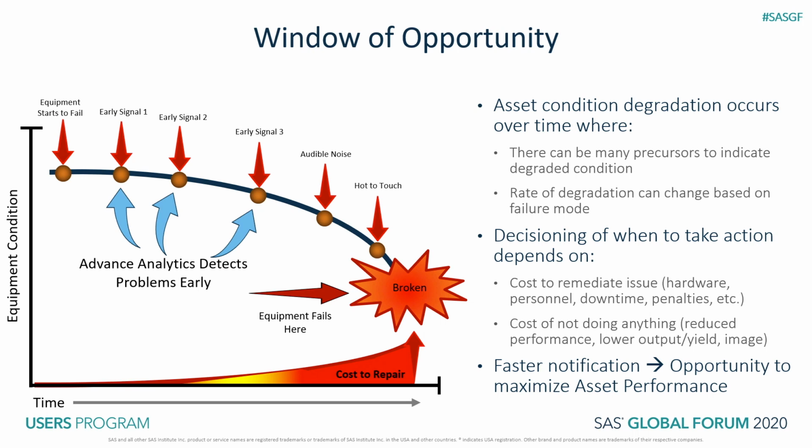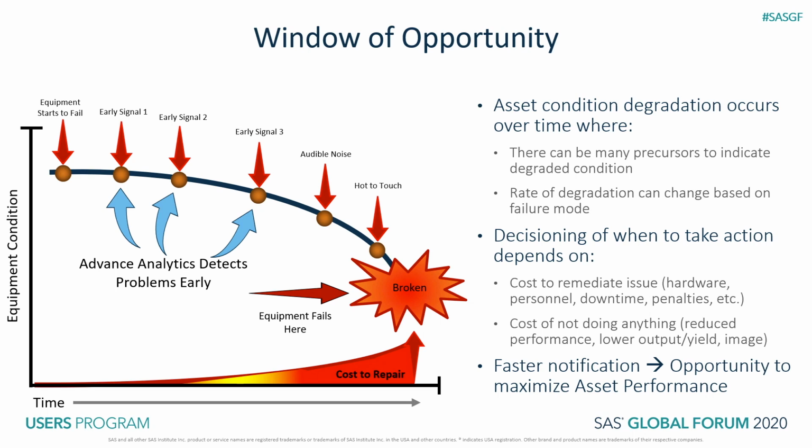So the question becomes, should I always take an action on the earliest indication? And it really depends on 2 items. The first is, what is the cost to remediate the issue? When we think about how we remove the degradation, we either have to use hardware, we have to mobilize personnel, the asset may be down. We have to think about whether there are penalties associated with this because the asset is not able to do what it's supposed to do.